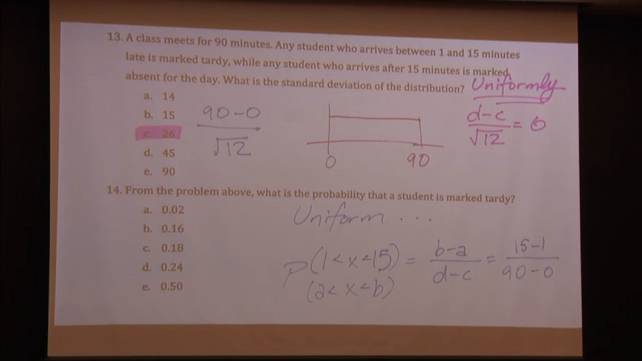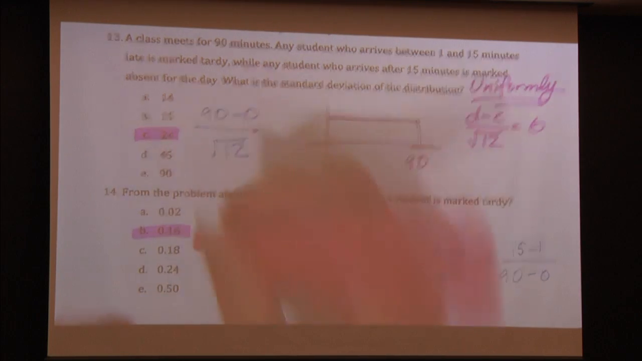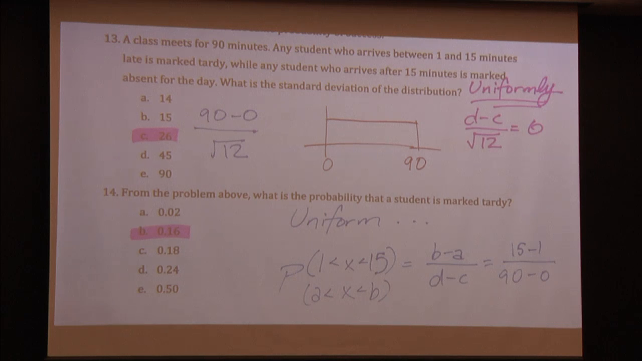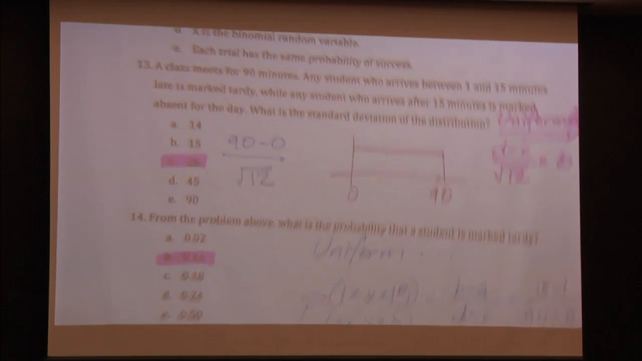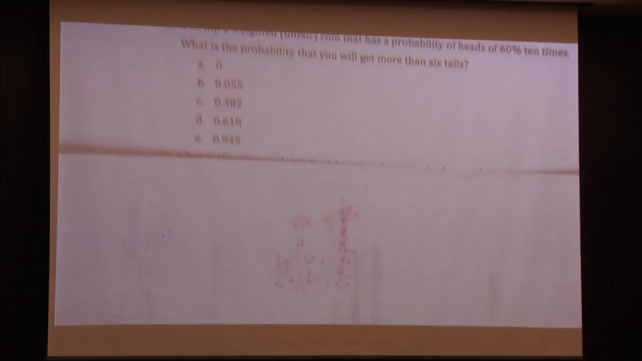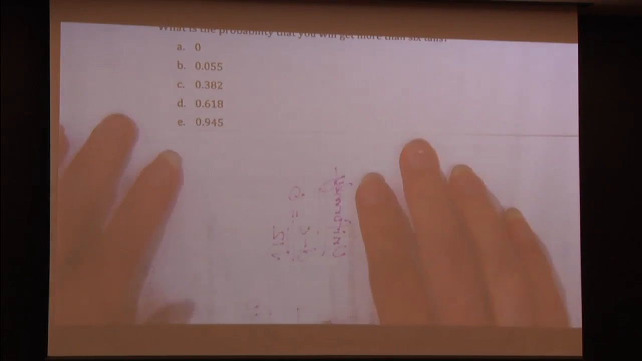So what would you get if you calculate that out? So B, 0.16. So now we're going to start getting into the stuff maybe everyone's familiar with.